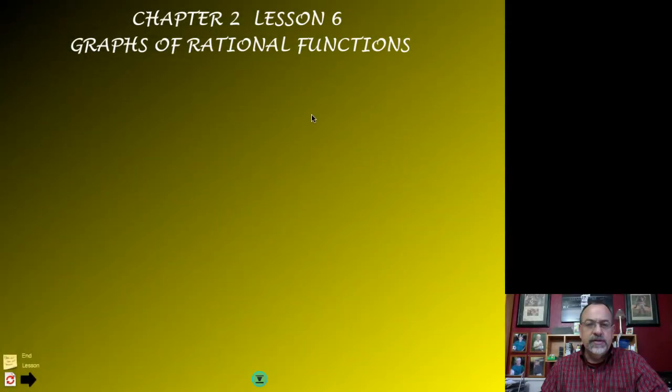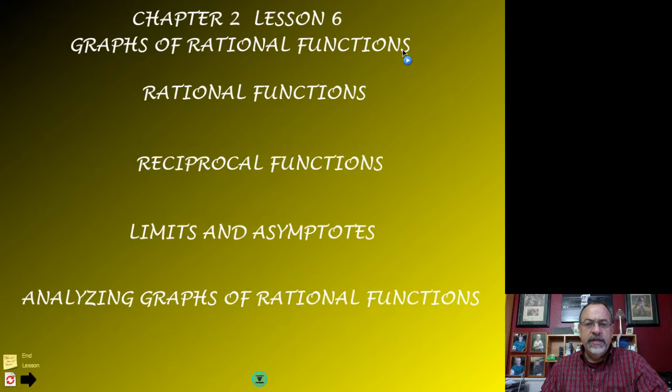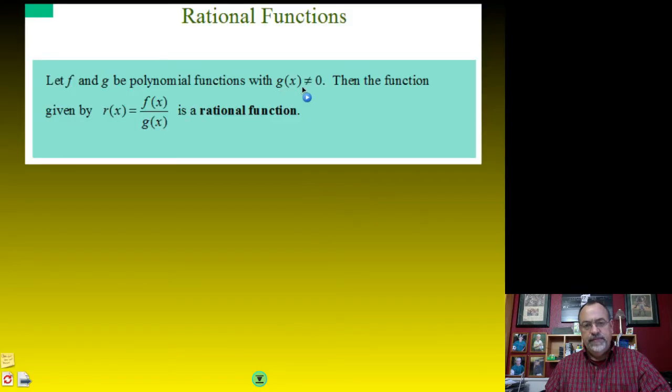Chapter 2, Lesson 6 of Pre-Calculus, we're going to look at graphs of rational functions. We'll be taking a look at rational functions, what they are and what their characteristics are. We'll look at a specific rational function called the reciprocal function. We'll look at limits and asymptotes, and then we'll go ahead and graph those rational functions.